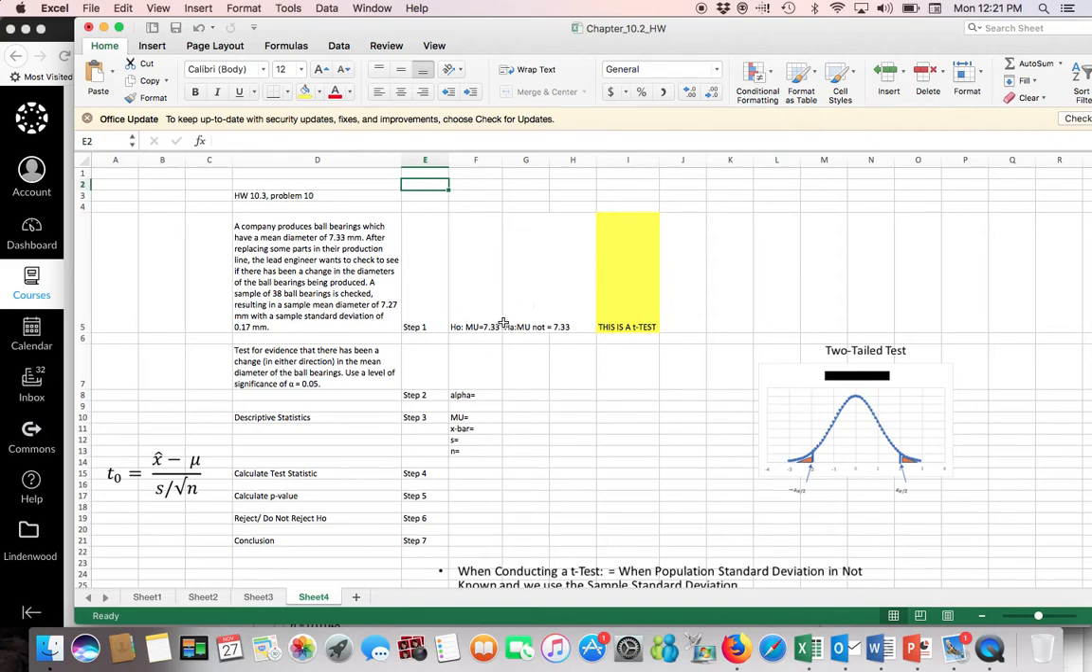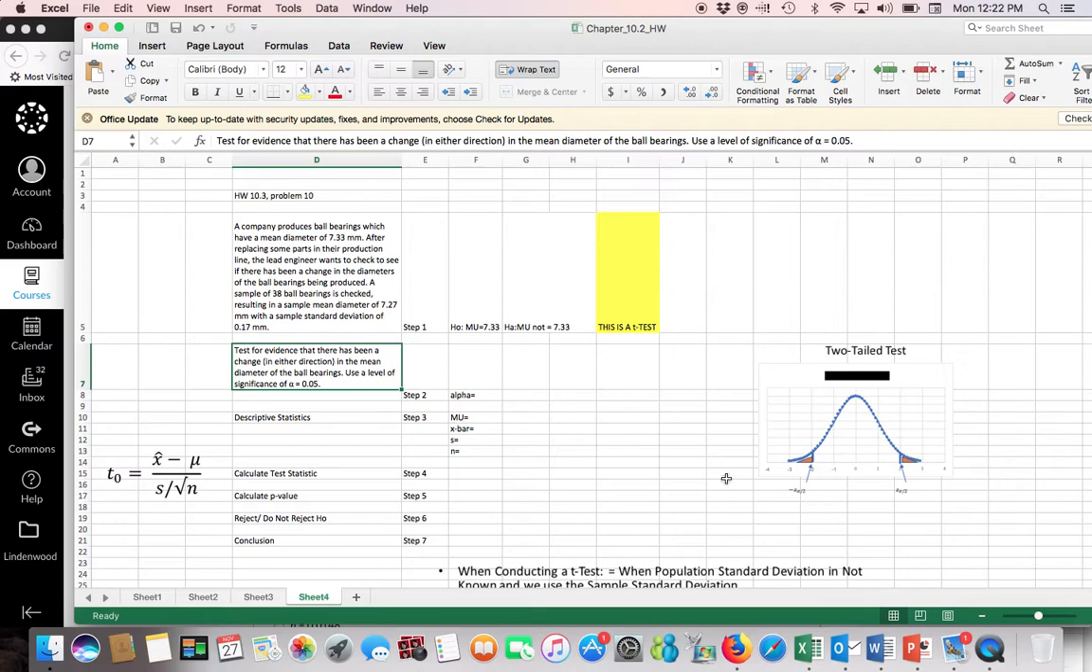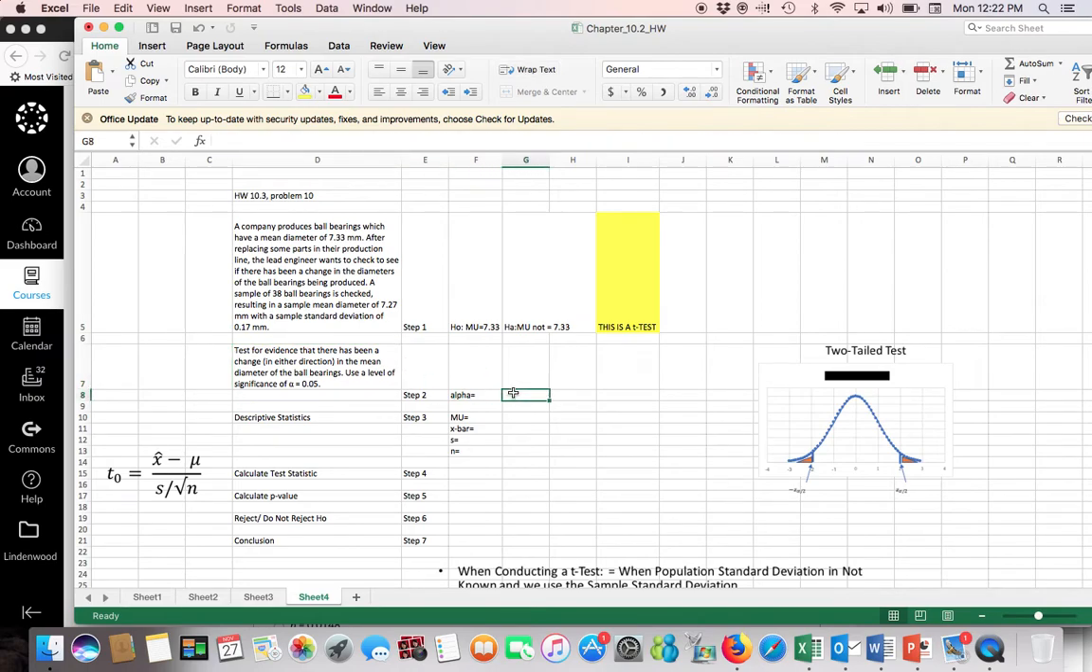And just to emphasize the not equal sign for the alternative hypothesis, it's because they're looking to see if there's been a change in the diameters of the ball bearings in either direction. Okay, so that would tell you not equal to, which means it's a two-tailed test right here. So let's document our level of significance, which is alpha equals 0.05.